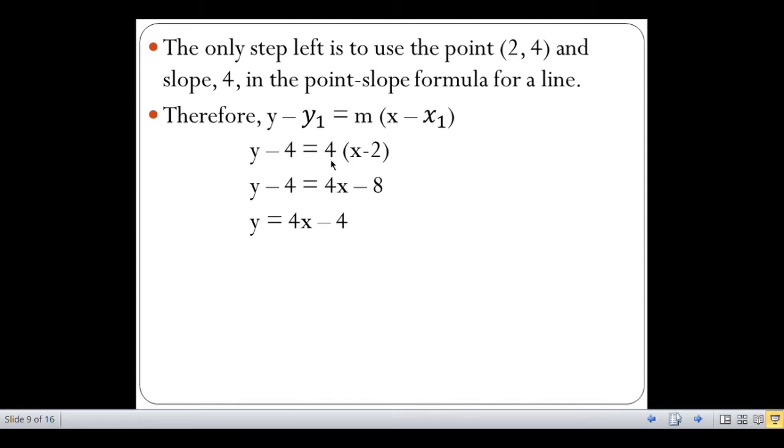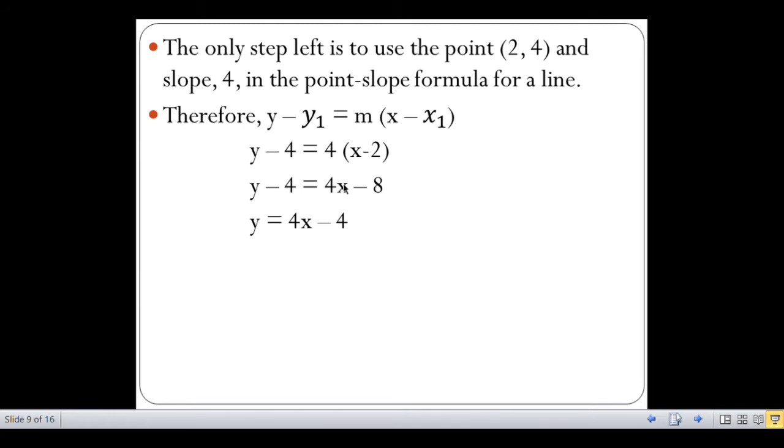Kaya 4. And open and close parenthesis, copy x minus. Then, sa x sub 1 naman natin, we have 2. Kaya nandito minus 2. Okay? And after that, copy y minus 4 and distribute natin yung 4 sa x minus 2. So, we have 4 times x, 4x, 4 times negative 2, negative 8. Okay? And after that, combine like terms.